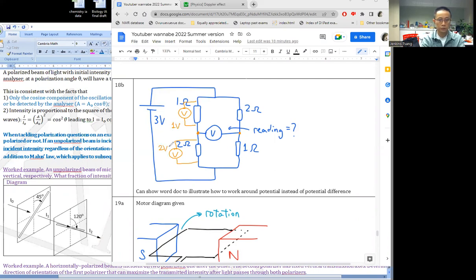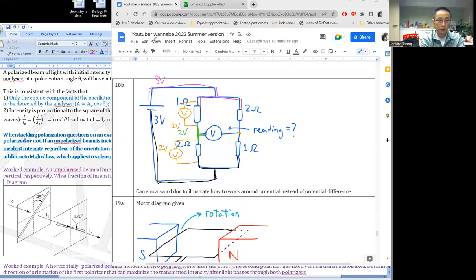So the math is quite simple. The top left resistor dissipates 1 volt. The bottom left resistor dissipates 2 volts. But if we consider the potential instead of potential difference, we can see that the wires highlighted in pink here, they are all at so-called 3 volts. And then after the top left resistor uses up 1 volt, there are 2 volts remaining at these locations. And then the black branch has 0 volts.